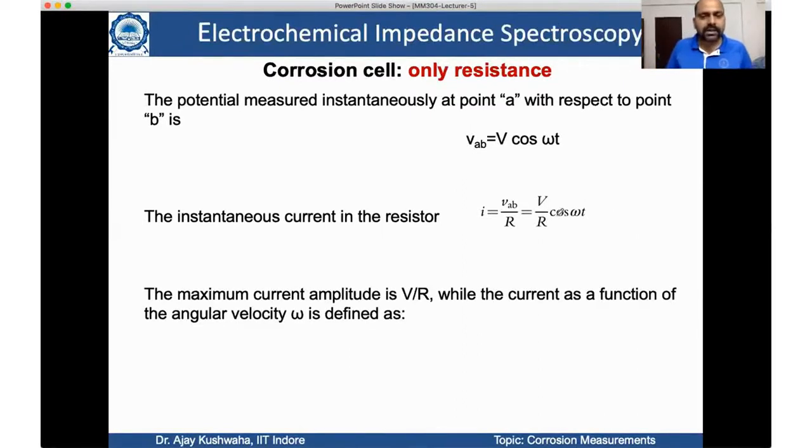So the maximum current amplitude is V by R. This is the maximum current amplitude, right? While the current as a function of angular velocity omega is defined as I equals I cos omega t. So again, the maximum value I, we can say V by R, is capital I, and then cos omega t.